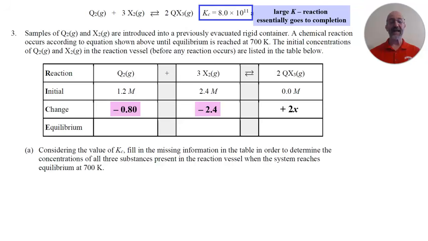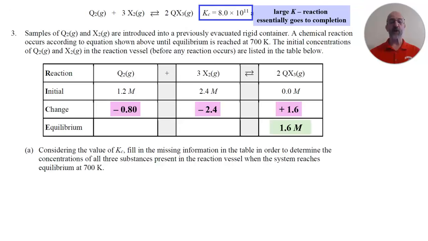Again, you can see that the change is proportional to the coefficients. And then for the product, that should be twice as much in terms of the change compared to Q2. So 0.8 times 2 is 1.6. So I have now filled in the change row of the RICE table, having considered that X2 is the identity of the limiting reactant in this experiment. So my change is minus 0.8, minus 2.4, and plus 1.6.